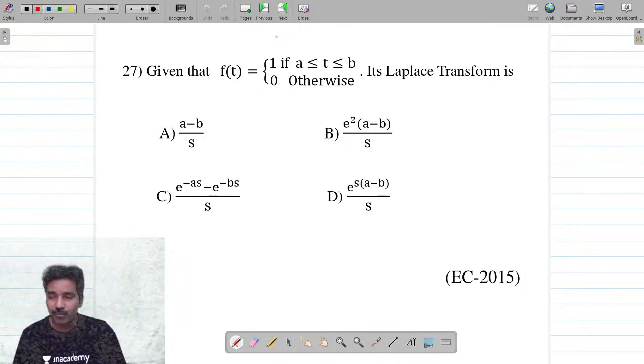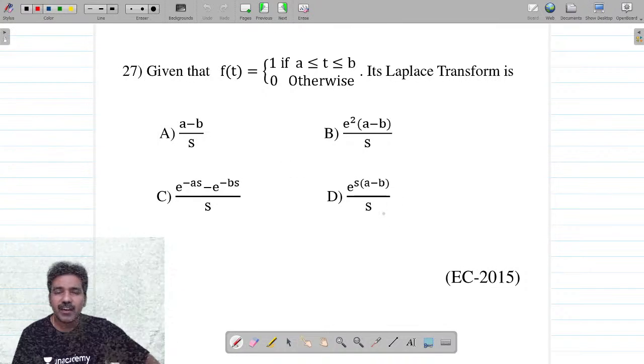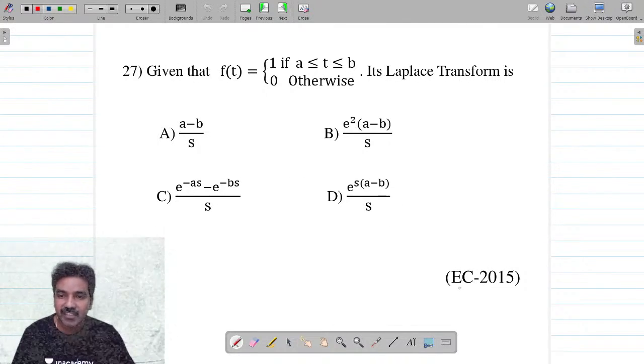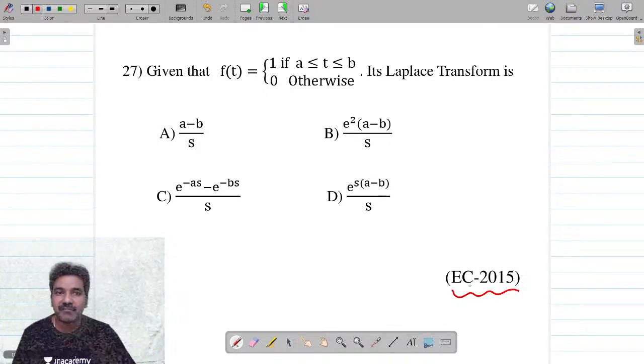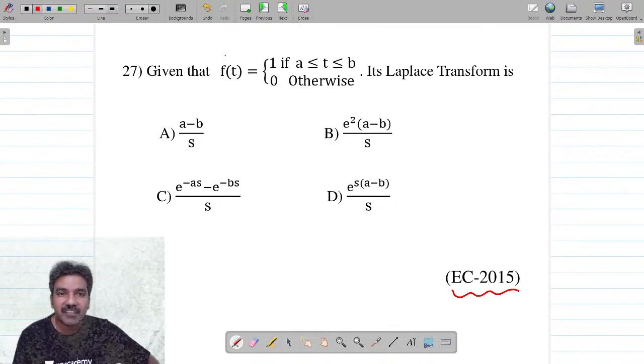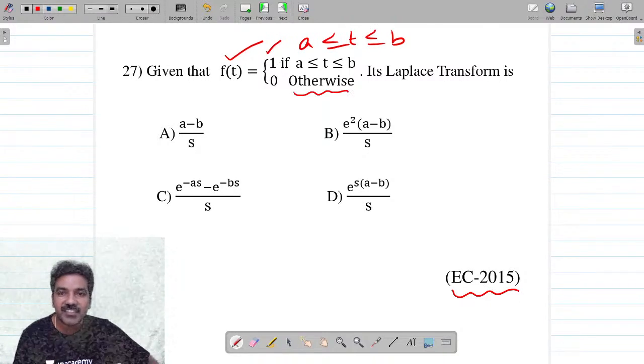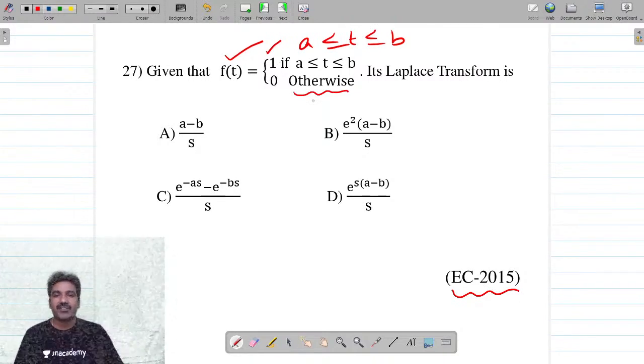So let me go through previous year questions. Now we have only 3 or 4 questions left from yesterday's. This was given to electronics students in 2015. Here f of t is defined like this: when t is between a and b, the function is one constant. Outside these limits, it is 0. They were asking its Laplace transform.